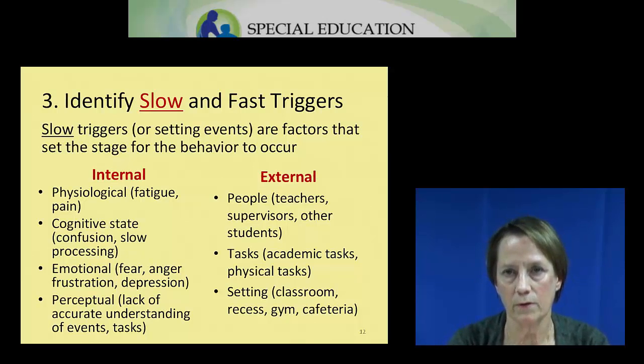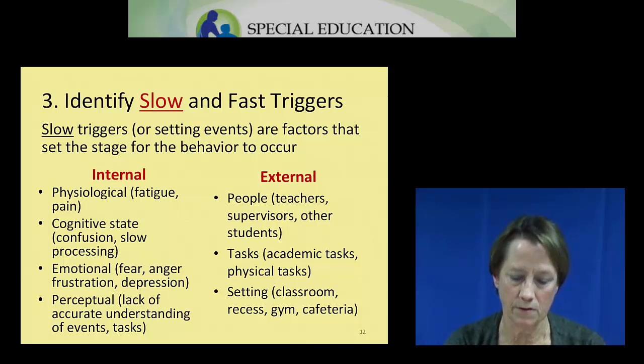And we have two types of these. We have internal and external slow triggers. So let's look at the internal slow triggers first. We can think of 4 categories of internal slow triggers that might affect a student after TBI. First of all, we have the physiological triggers like fatigue and pain that students experience after TBI. Second, we have the cognitive state. There might be confusion, there might be slow processing, there might be inattention. We can also have emotional states that can trigger or set the stage for challenging behavior, like depression or frustration. And then finally, we can have misperception of events or tasks, and that can also set the stage for behavior.